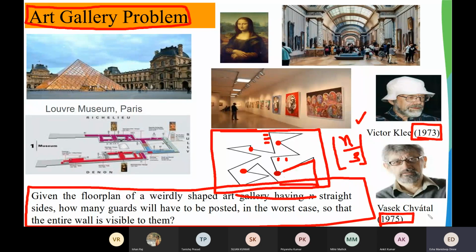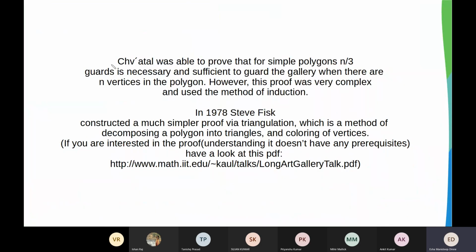That was what he proved, and the proof was correct, but it was very complex. I guess it took something like 3 to 4 pages, very complex math. It was actually a very good result. He was able to prove that for simple polygons, floor of n by 3 guards is necessary and sufficient to guard the gallery when there are n vertices in the polygon. We said n sides means n vertices. So floor of n by 3 is sufficient.